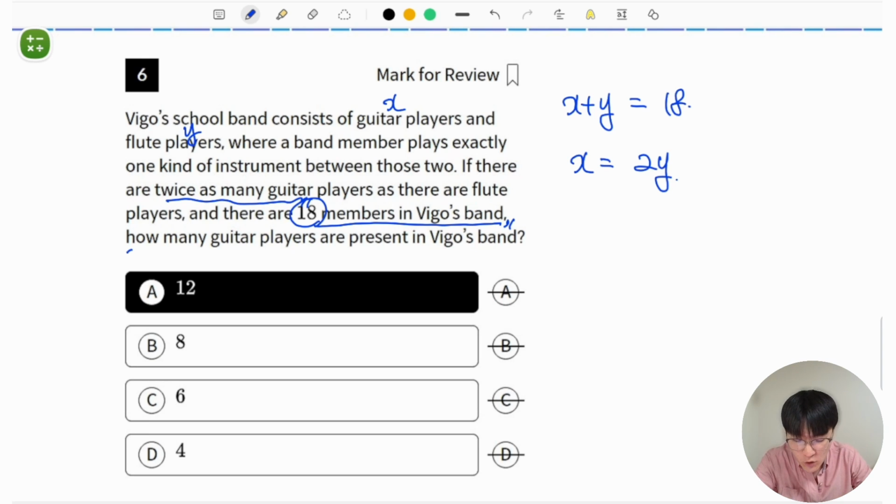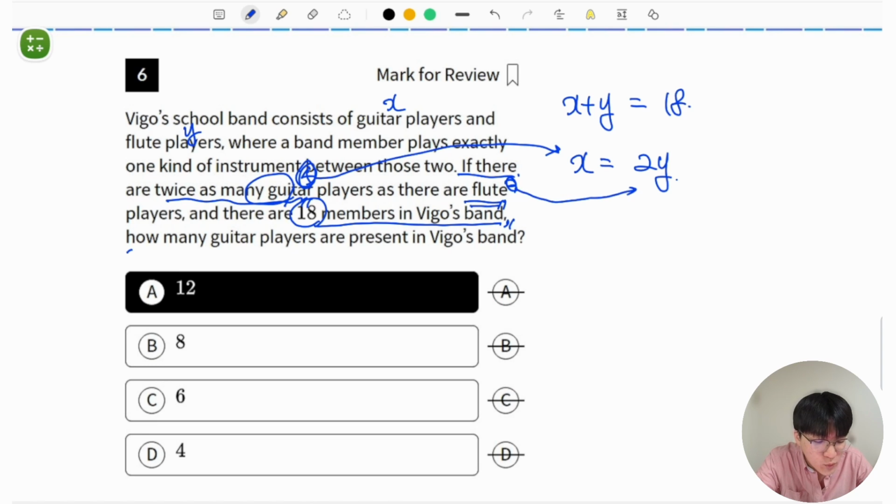Now, that's because flute players, if we think about it, let's just plug in some random numbers. So if there are twice as many guitar players, let's just say there are 4 guitar players, then how many flute players should there be? 2, right? Because there's twice as many guitar players. And so if we plug those values in, we can see that 4 is equal to 2 times 2. And therefore 4 is equal to 4, making that equation true. So that is how we want to set up the equation.